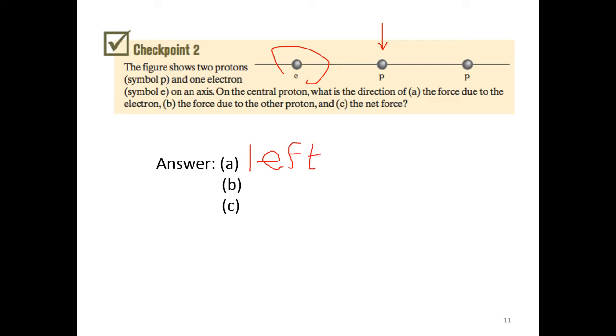So next, the force due to the other proton. Also left. So this is due to the electron, this one due to the right proton. So what is the net force acting on this proton? Left, net force. So they add together, right, left.